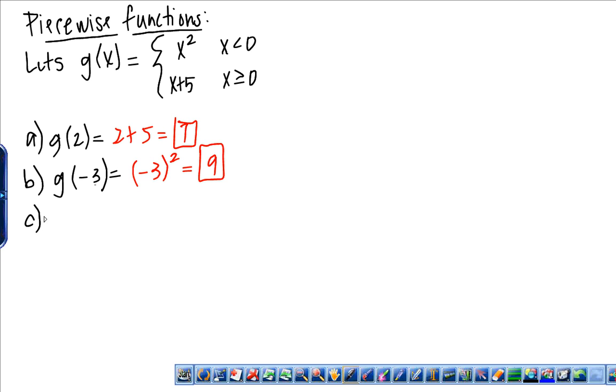For c, let's try g of 0. Now because I want exactly 0, I'm going to use my second function because it is equal to 0. So that would be 0 plus 5, which is just 5.